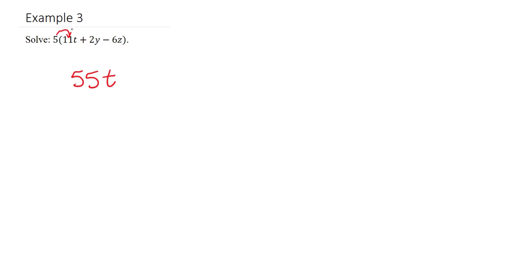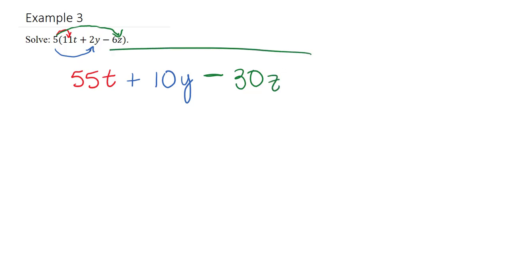Now 5 times this 2y. So 5 times 2 is 10, and that's y. And then we have 5, and we need to multiply it by this 6z. So first it's minus, and then 5 times 6 is 30, and then z. So that would be our solution.